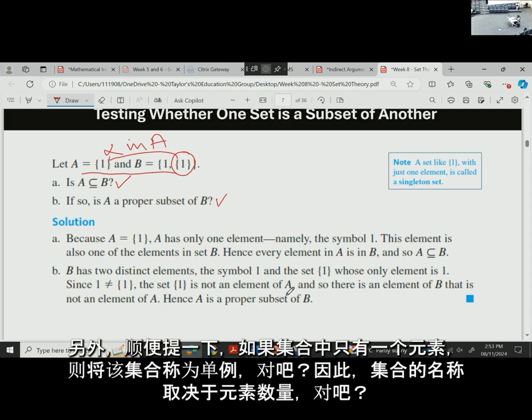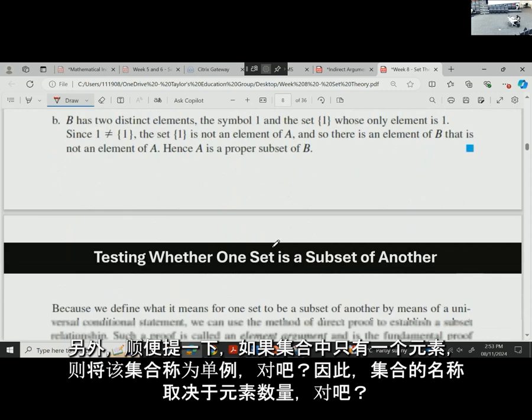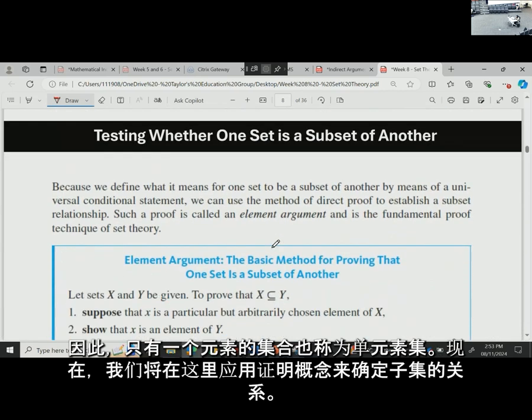And also, just as a side note, when you have one element in a set, you call that set a singleton. Okay, so there are names for sets based on the number of elements they have. A set with one element is also called a singleton set.